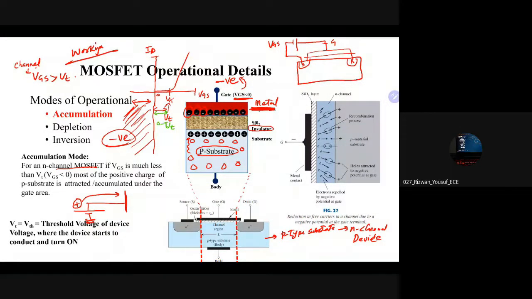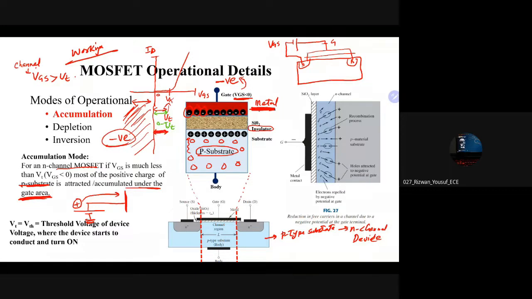Yes, sir. Okay. Since it will accumulate too much positive charge of P substrate under the gate area, then it is known as accumulation mode. तभी जाके इसको accumulation mode कहा जाता है, ठीक है. अब दूसरा केस होगा, अभी तो था VGS was less than 0. Now another case could be VGS is less than VT, but it is greater than 0.